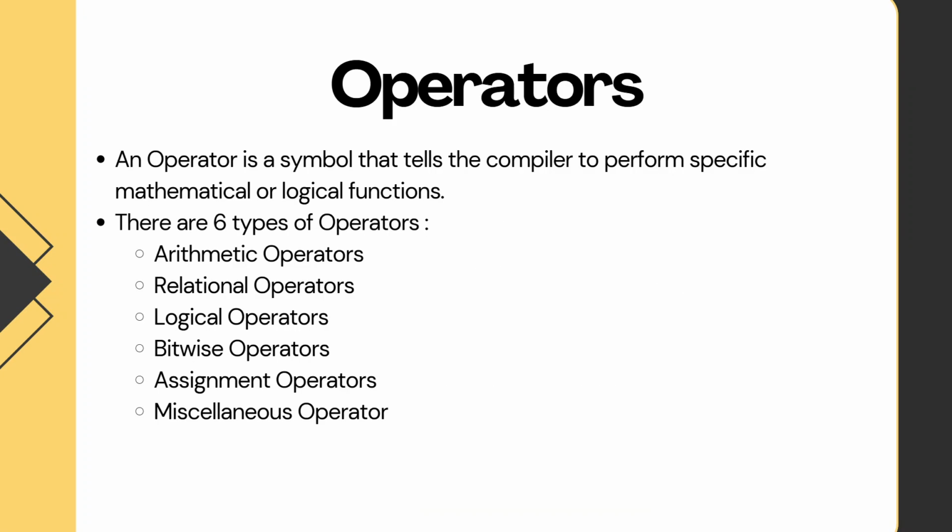We are doing the C language. Today we will be discussing the operators. An operator is a symbol that tells the compiler to perform specific mathematical or logical functions. There are six types of operators: arithmetic operators, relational operators, logical operators, bitwise operators, assignment operators, and miscellaneous operators.